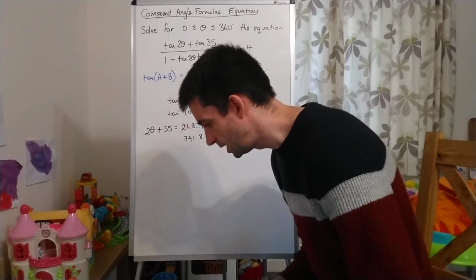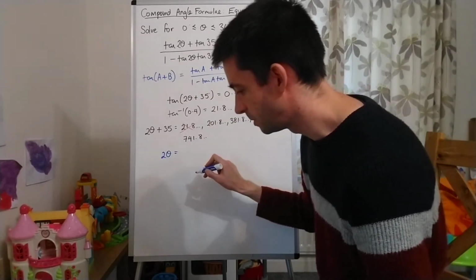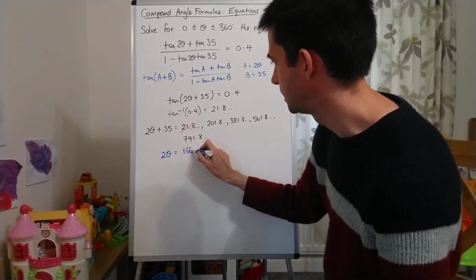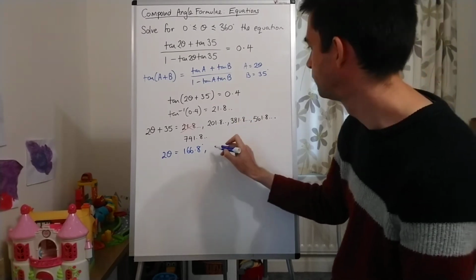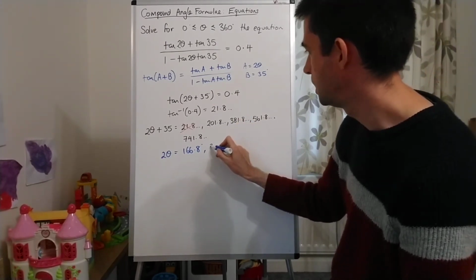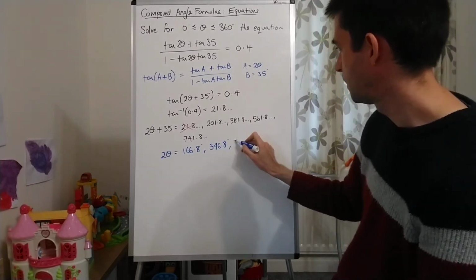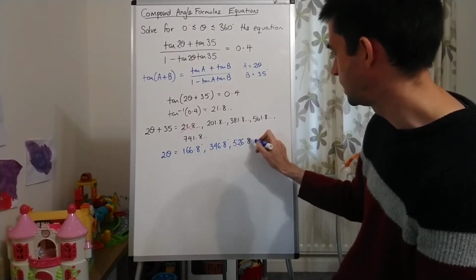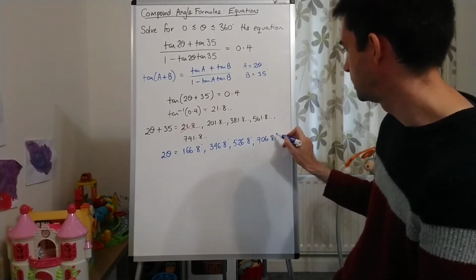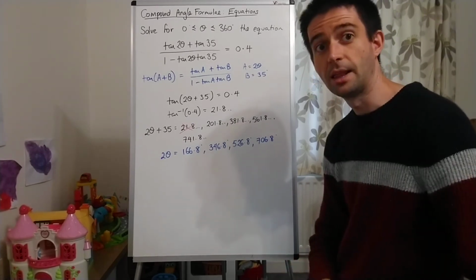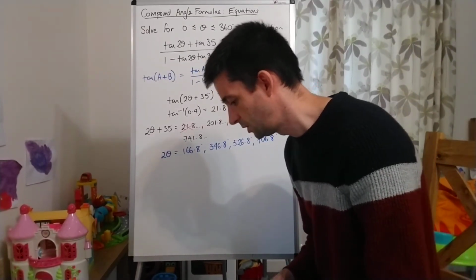So 2θ is going to be 166.8. That's subtracting 35 from that one. 346.8, 526.8 and 706.8. And then finally, all I have to do to go from 2θ to θ is to divide by 2.